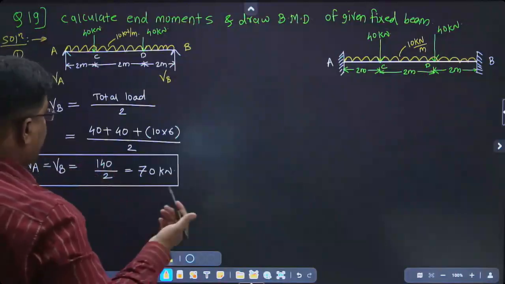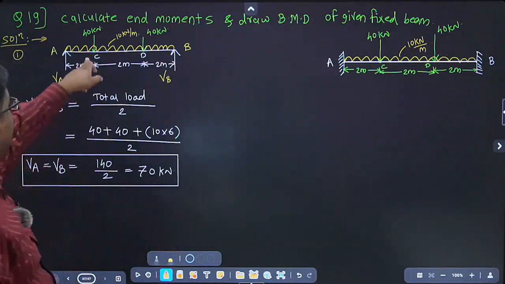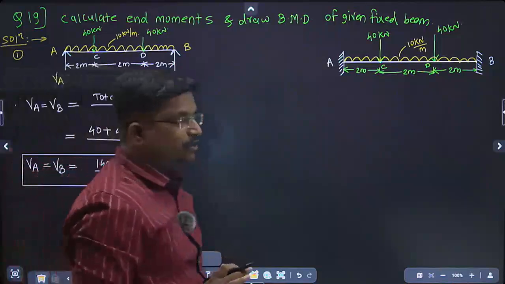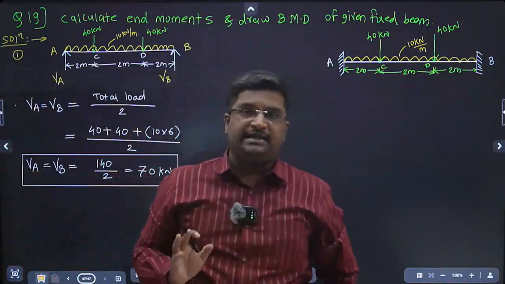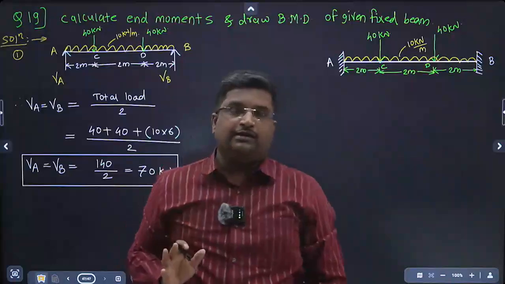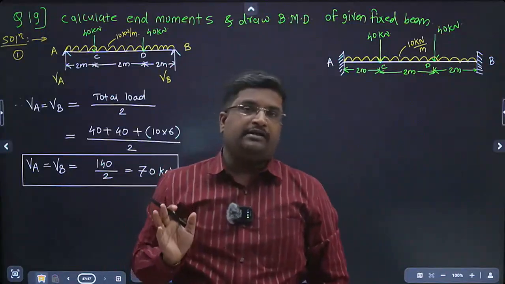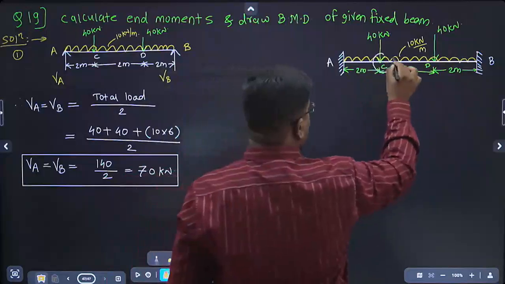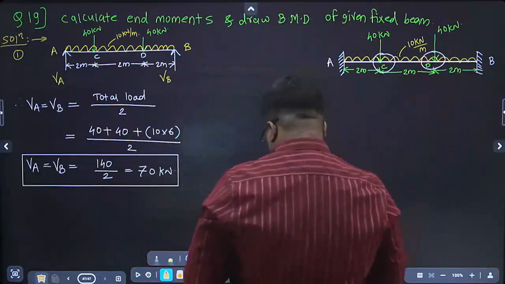Now there is no shortcut formula to calculate the free bending moment at C and D. You have to take a section there, and then you have to calculate the free bending moment at the C and D points. Free bending moment at C and free bending moment at D.